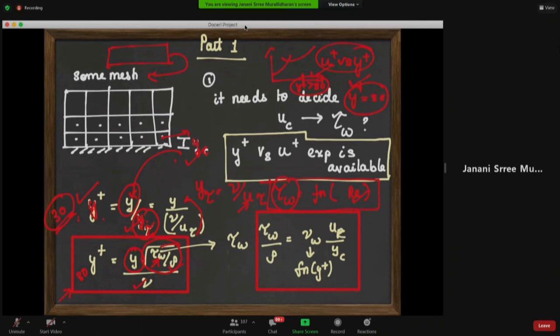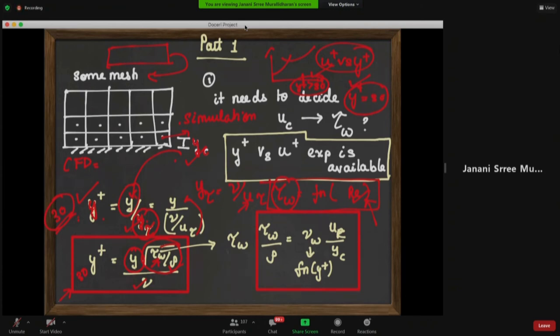Is your job over after that? No. Why? Because you've taken an empirical formula to estimate, some general empirical formula. It might not apply to your system. So what you have to do is create this mesh and run a simulation, okay? And the CFD code has the ability to internally calculate tau wall.